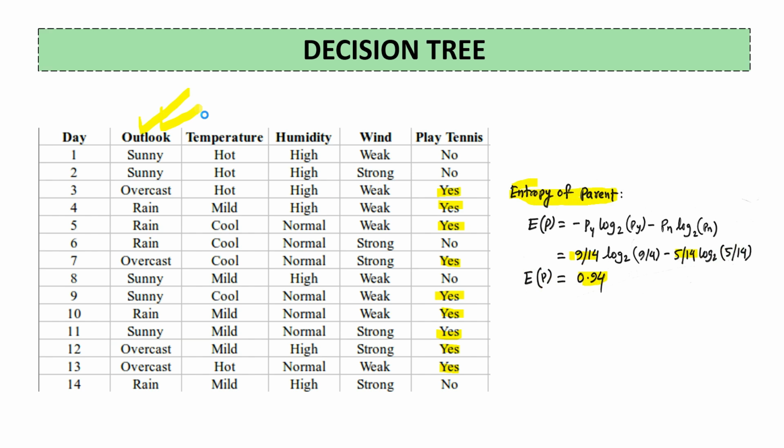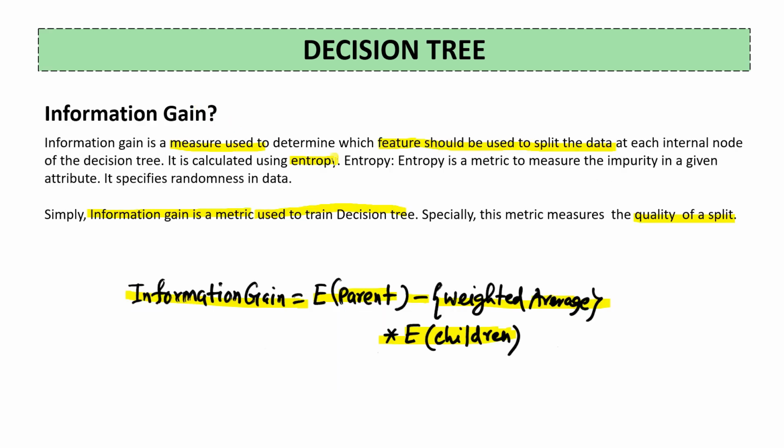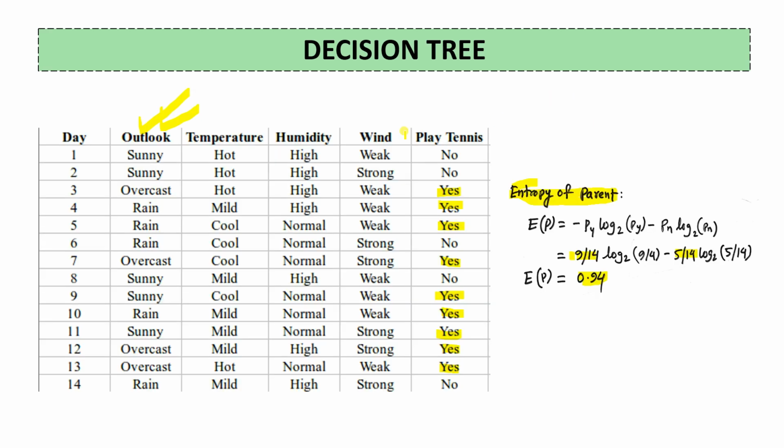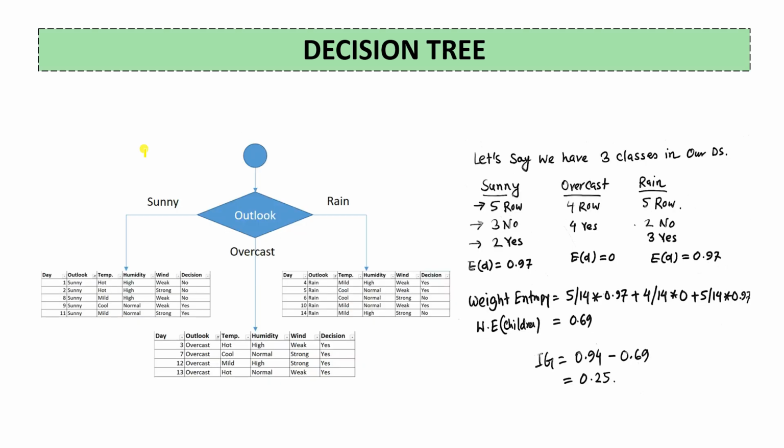Now, which feature should we split the data on? I'm going to take outlook and divide the data into three parts, because in outlook we have three classes: sunny, overcast, and rain. Based on that, I am simply splitting the data into three parts based on the feature outlook. So let's go to the next slide.